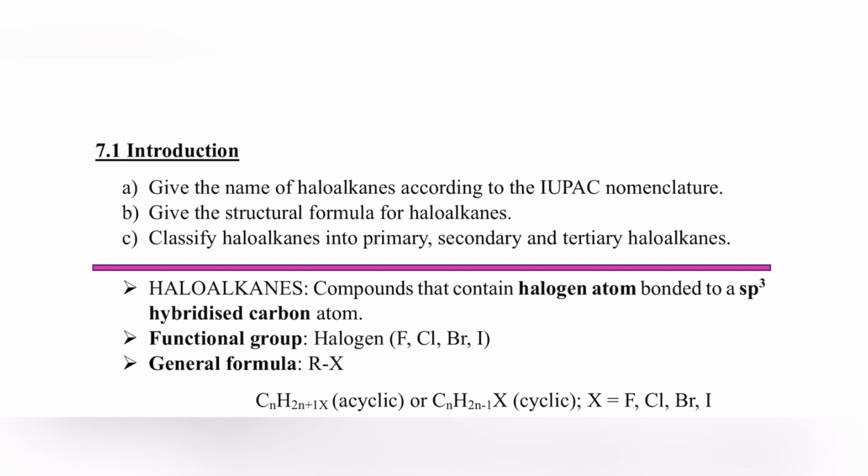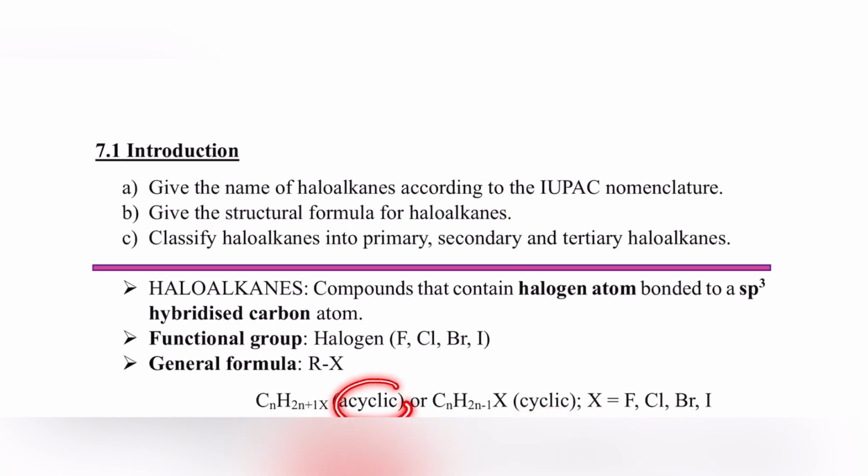So what is haloalkanes? Haloalkanes is a compound that contain halogen atom bonded to sp3 hybridized carbon atom. sp3 hybridized carbon atom means that carbon atom must have all single bonds attached to it. There will be 4 of it. And then the functional group for haloalkanes is halogen. It can be fluorine atom, chlorine, bromine, or iodine atom. The general formula for haloalkanes is RX. R means alkyl group, and this is the general formula for acyclic haloalkane or cyclic haloalkane.